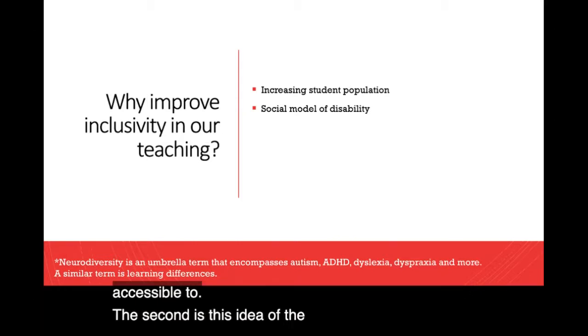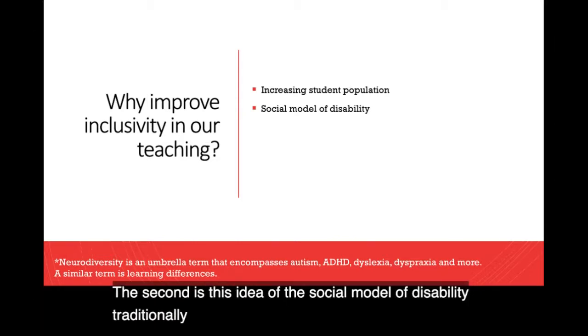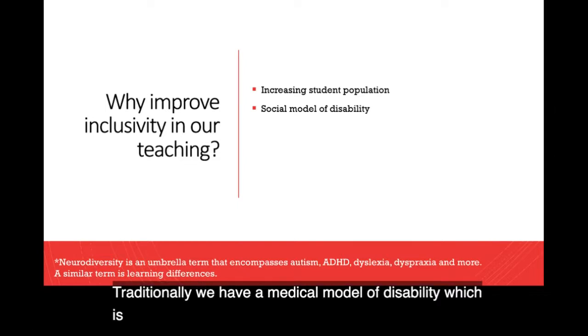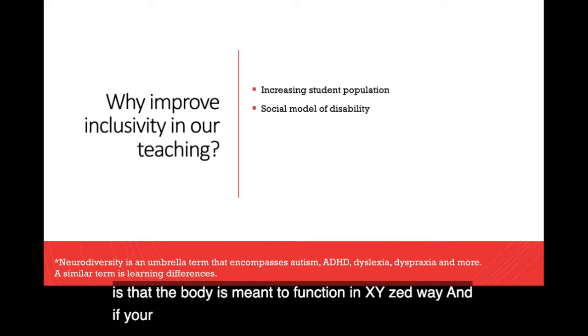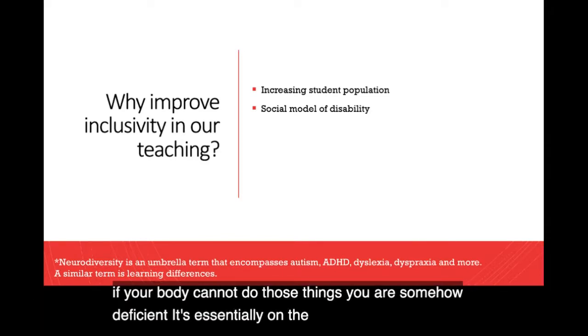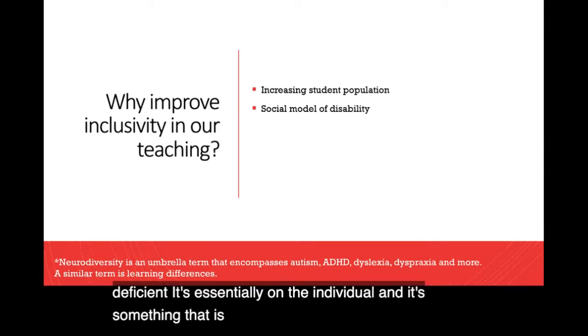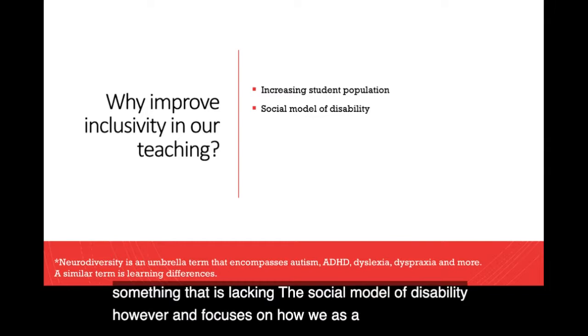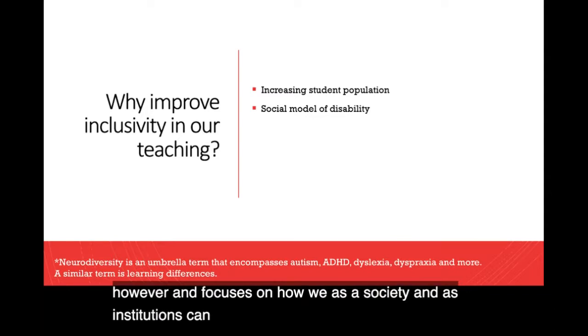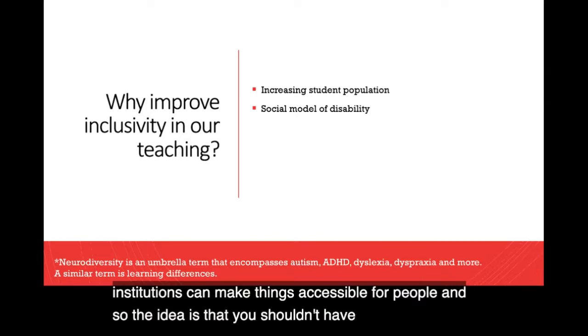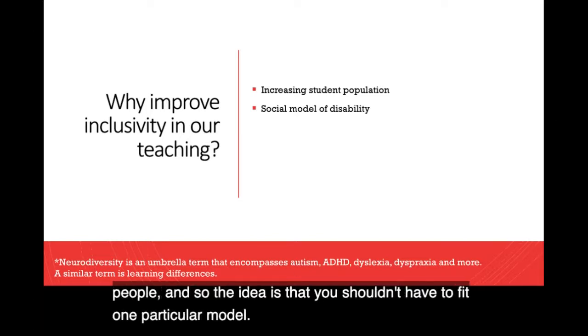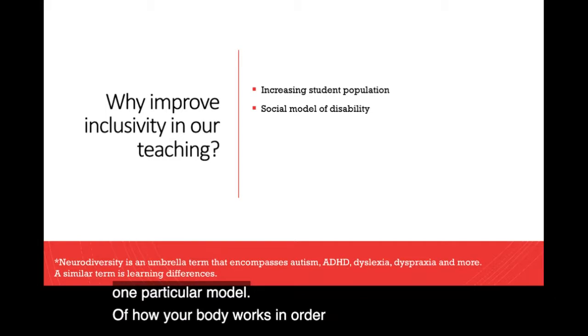The second is this idea of the social model of disability. Traditionally, we have a medical model of disability, which is that the body is meant to function in X, Y, Z way, and if your body cannot do those things, you are somehow deficient. It's essentially on the individual, and it's something that is lacking. The social model of disability, however, focuses on how we as a society and as institutions can make things accessible for people. And so the idea is that you shouldn't have to fit one particular model of how your body works in order to participate in society.